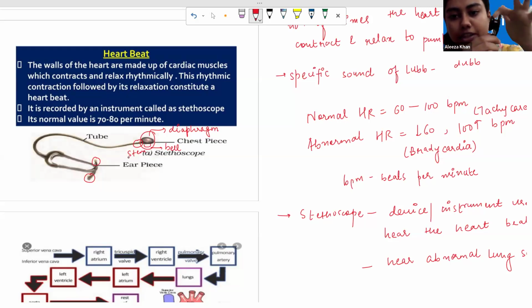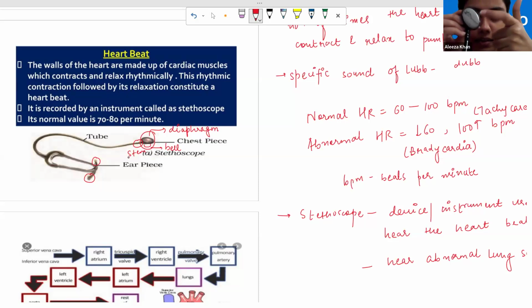This is the complete chest piece. So the part which is at the back, this one, we hold it like this. Whenever we hear the lung sounds, we hold it like this, because if I put my finger onto this, or if I hold it like this, I won't be able to hear the sounds correctly.